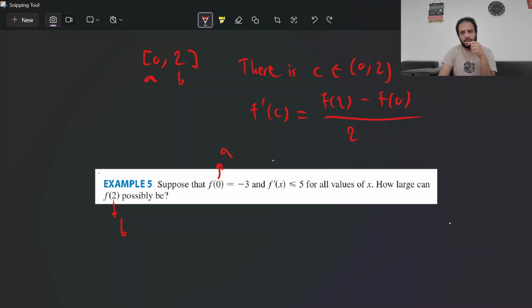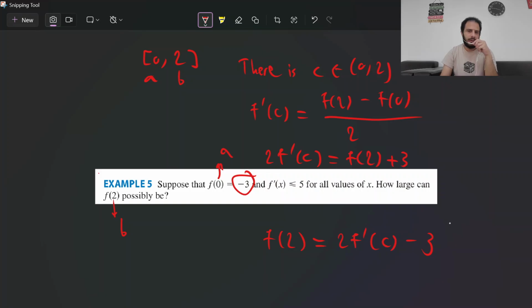Multiply both sides by 2. You get 2 f prime of c equals f of 2 minus f of 0. What's the value of f of 0? Minus 3, okay? So remember, we have a minus from the formula, and the value is minus 3, so minus minus is positive 3. Now I will write it down again. So f of 2 equals 2 f prime of c minus 3.